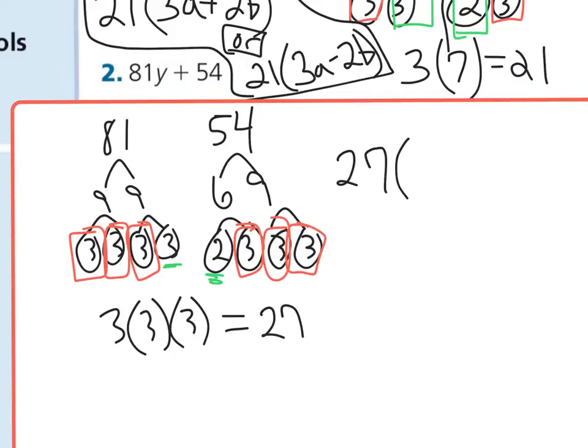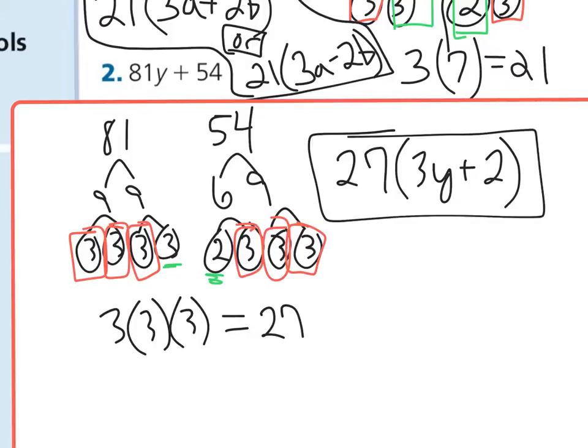And we'll look and see what we have left. So 27 times what to get 81y? Look at our leftovers here again. With the 81 we have a 3 and we need a y also. Good. And with the 54 we've got 2. 27 times 2 is our only leftover there, would be 54. So this could be our answer for that.